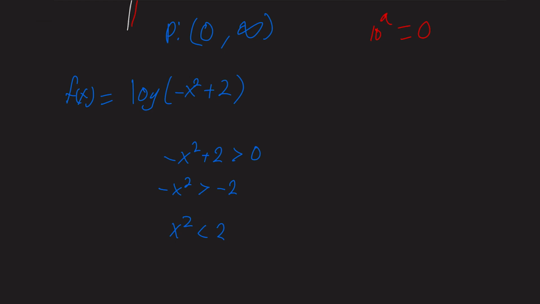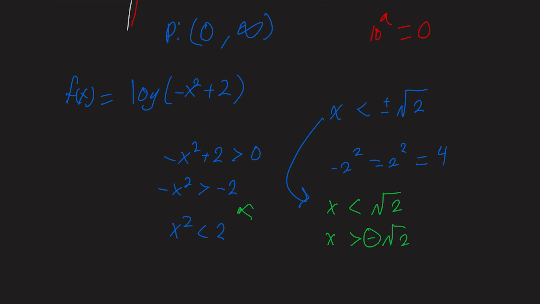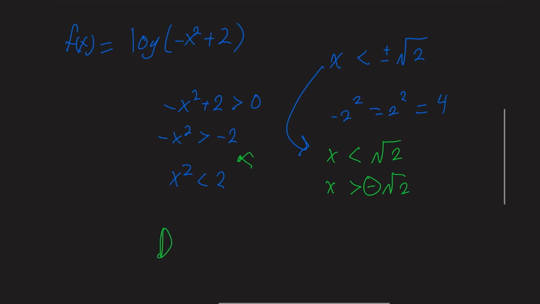So if I take the radical of both sides, I'm going to get x must be less than the plus or minus radical of 2. Okay? Remember that negative 2 squared equals 2 squared equals 4. So we need our plus or minus whenever we take a radical, which can therefore be rewritten as x must be less than rad 2, or x must be greater than negative rad 2. So to write the domain of this function, the domain would be negative rad 2 exclusive all the way up until positive rad 2 exclusive.